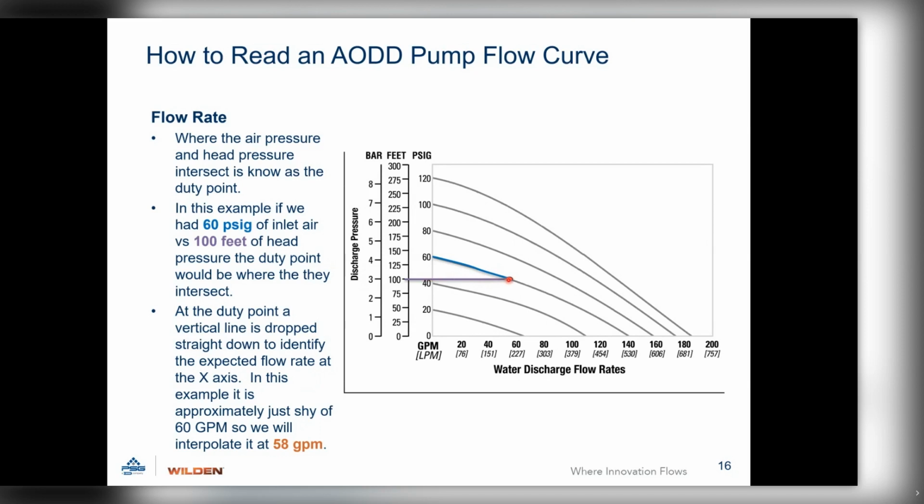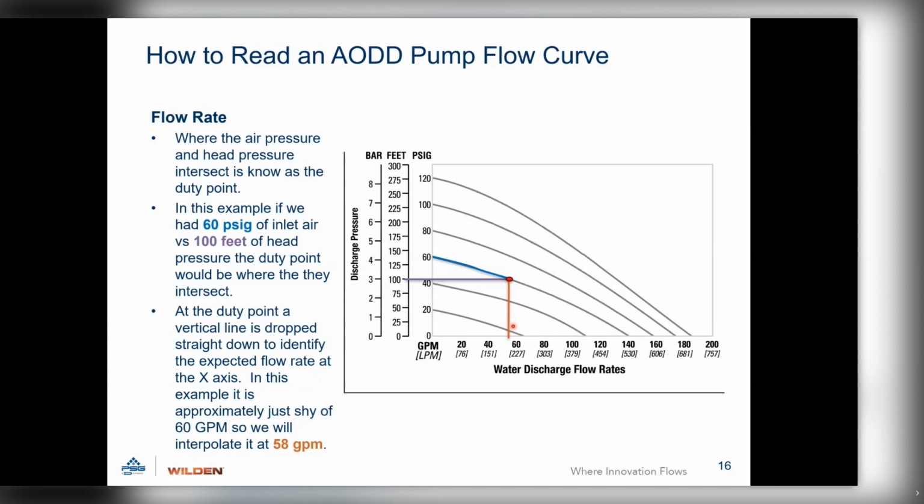So what is our flow rate? Because it's not going to go all the way out to the end of the curve. Where it intersects, you draw a line straight down, and that's going to give you your flow rate. So this one, it's not quite 60, so we would interpolate and call it about 58 gallons per minute.